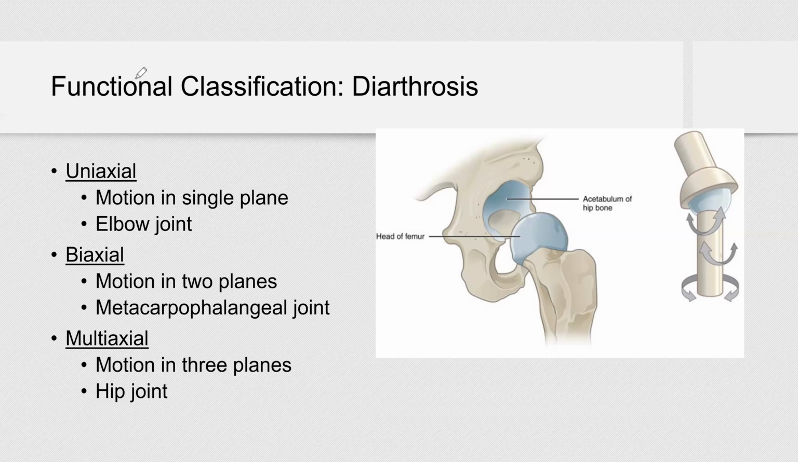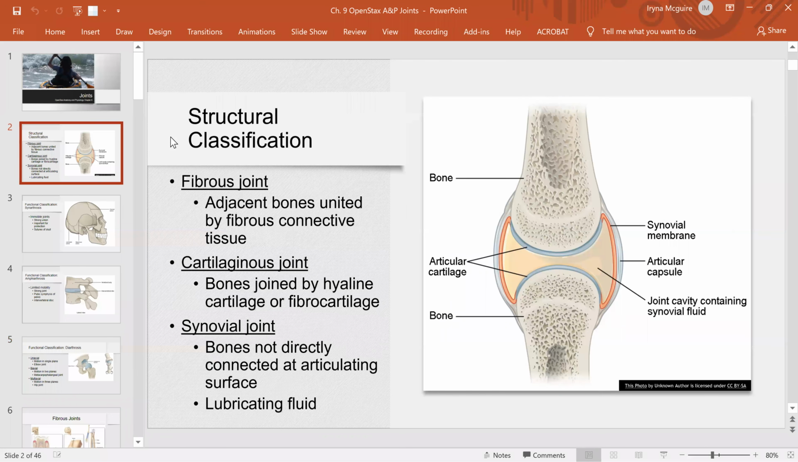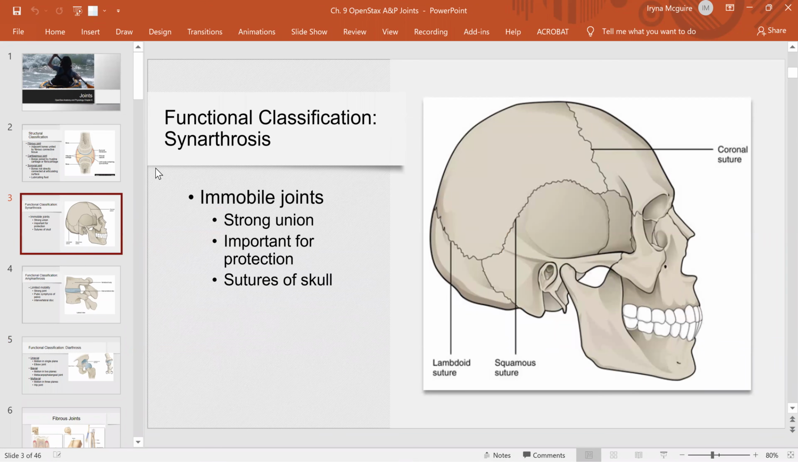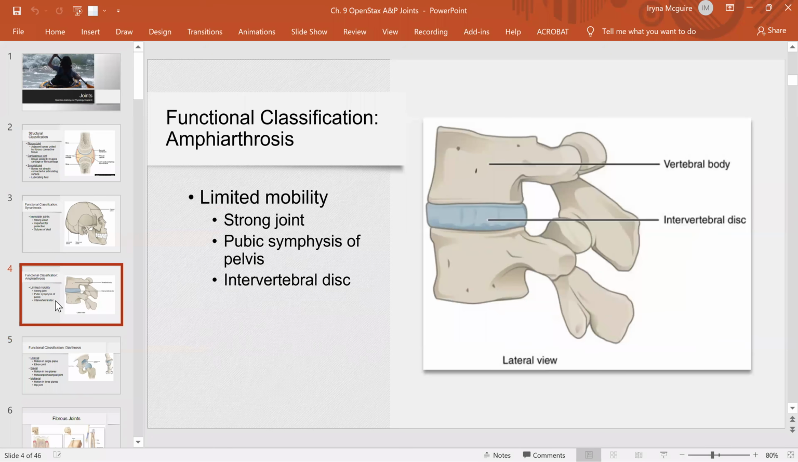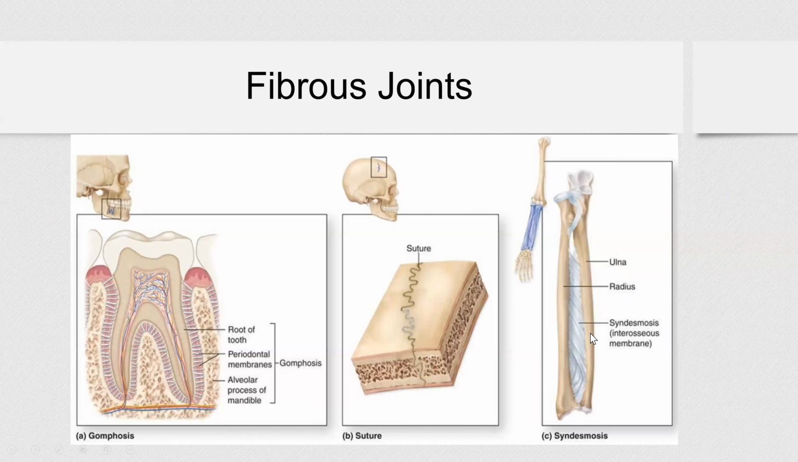So again, let's review very quickly what we covered so far. By structural classification, we can have fibrous joint, cartilaginous joint, synovial joint. And by functional classification, we can have synarthrosis, amphiarthrosis, and diarthrosis. Okay, so let's go ahead and continue. So now we're going to look at different examples of fibrous joints, cartilaginous joints, and synovial joints, right?